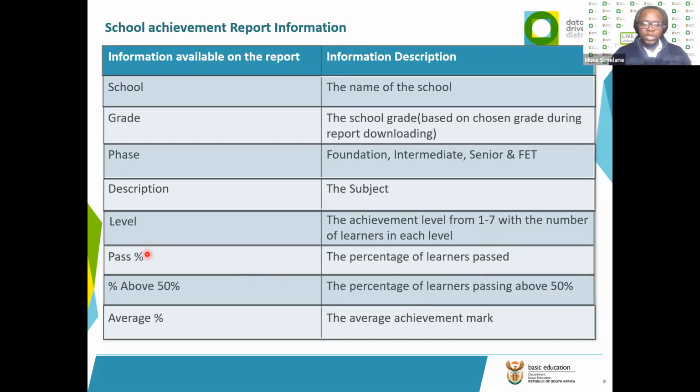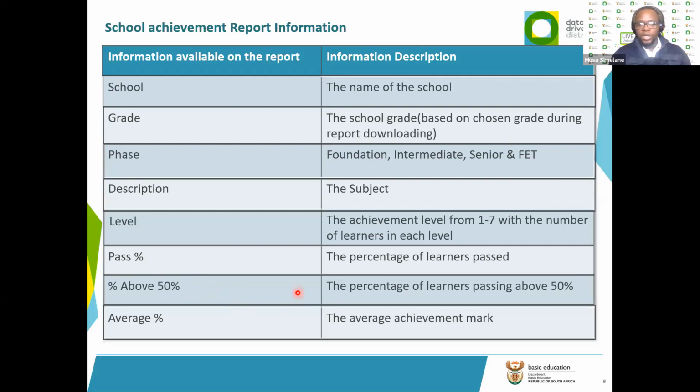Then more importantly, and I think we want to pay attention to this because it is going to be part of our problem statement that we're going to solve when we're talking about the root cause analysis, is the pass percentage. What the pass percentage is telling us is, in the school, in the grade, in the subject that we're looking at, how many learners were able to pass. So if there are 10 learners in the school and 5 learners have passed, we know that's 50%. That's what this pass percentage is speaking to.